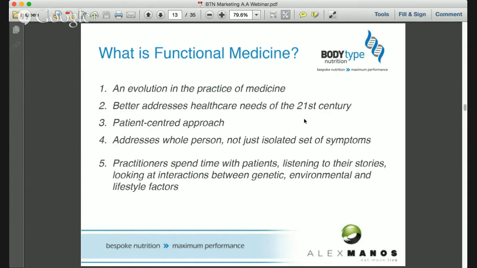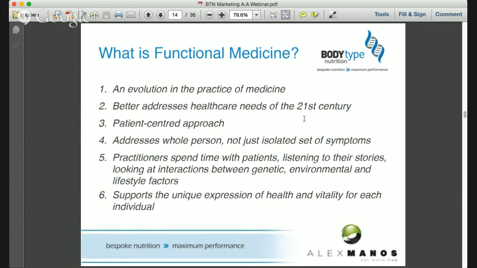the exercise, etc. So as a result of that, the 5th point is practitioners, we really need to spend time with our clients. We need to listen to their stories. We need to look for the interactions between genetic, environmental, and lifestyle factors. If we can understand those interactions, if we can understand the client's story and their journey, we're in a much better position to be able to support them as a guide, with them still being the authoritative figure.